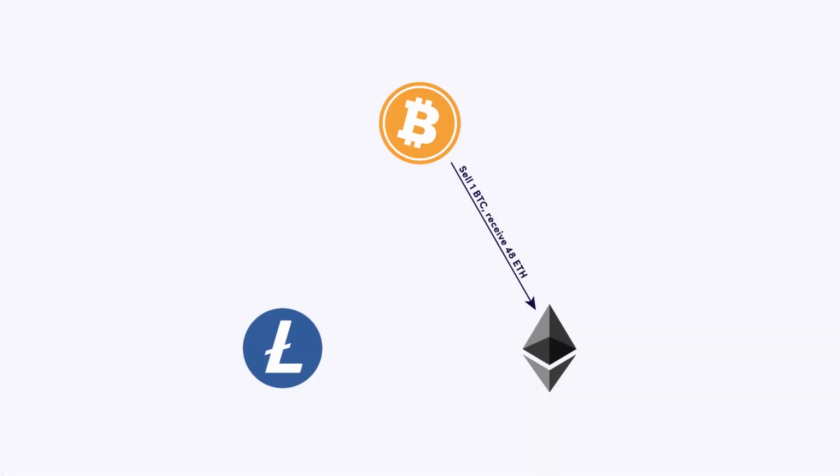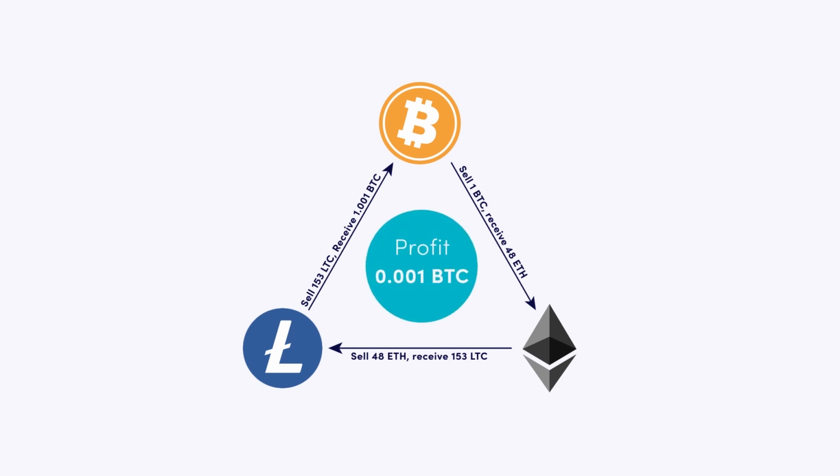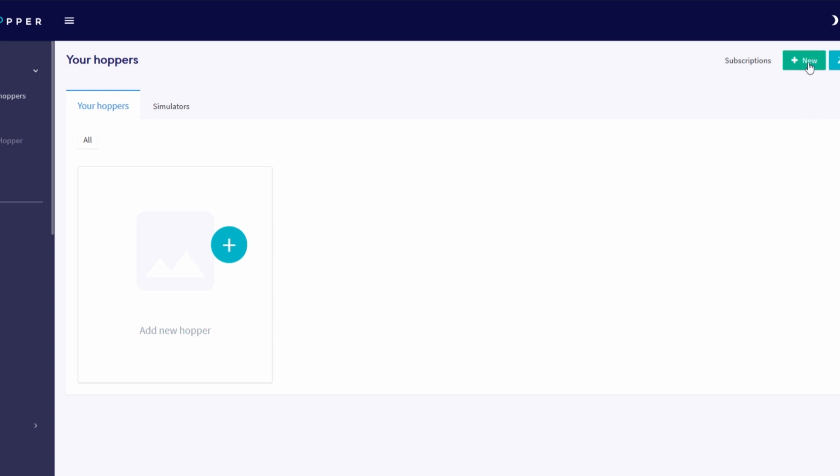Example: if you trade from Bitcoin to Ethereum to Litecoin and back to Bitcoin, you sometimes can make small profits due to the price differences. Let's set up your market arbitrage bot.